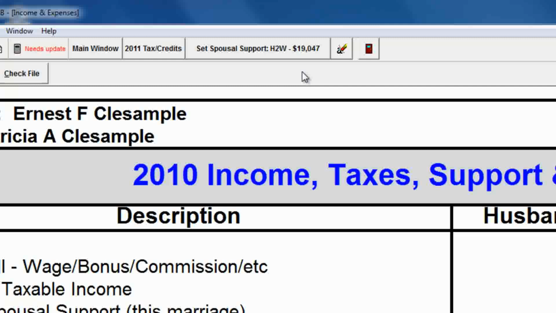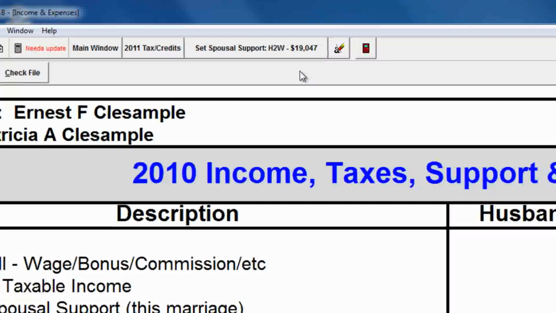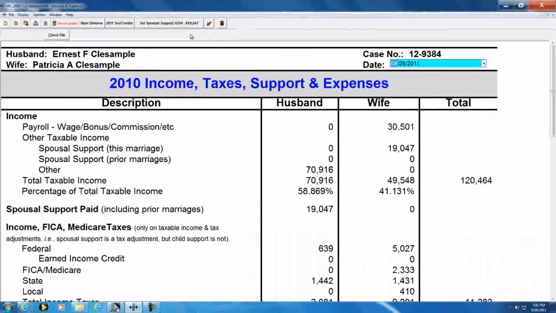The spousal support amount will get smaller, of course, as you decrease the difference between the husband and the wife's incomes. Right now, the button reads H to W, that would be husband pays to wife, $19,047. It's that amount, and the tax consequences of that amount, that are summarized on the ITSE form. And I guess if I was going to walk into court with only one paper, that's the one I'd consider taking because it's got the summary of everything.